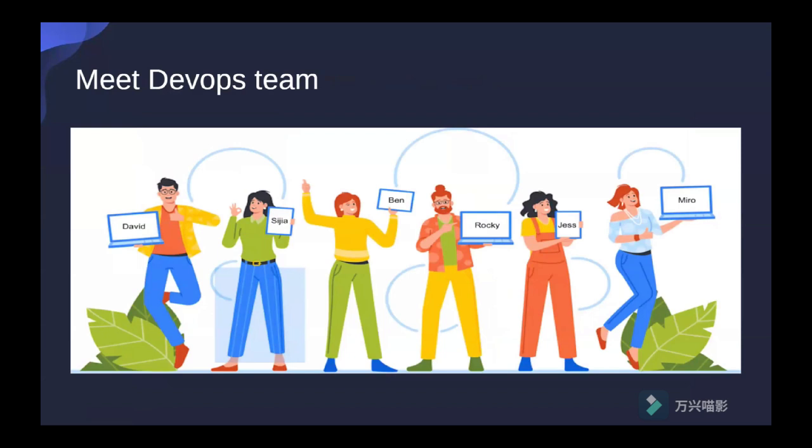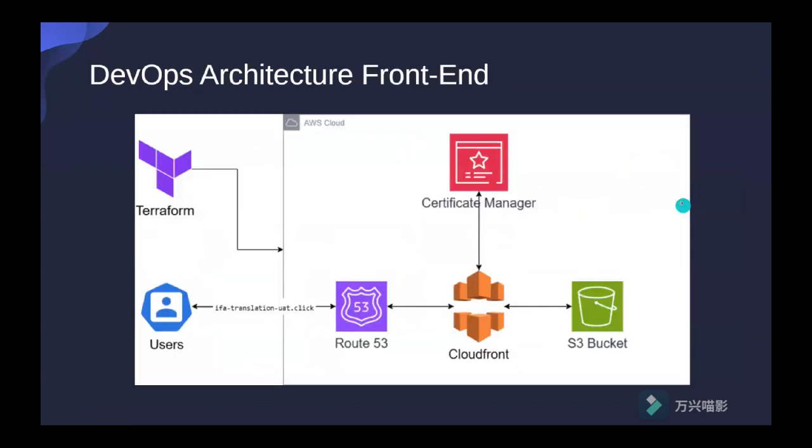Today we'd like to present the architecture of our DevOps project, which includes both front-end and back-end infrastructures deployed on AWS using Terraform. Our team consists of 6 members: Ben, David, Zijia, Jesse, Mira, and myself. Let's begin with the front end.